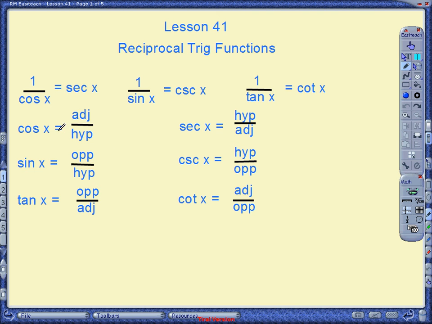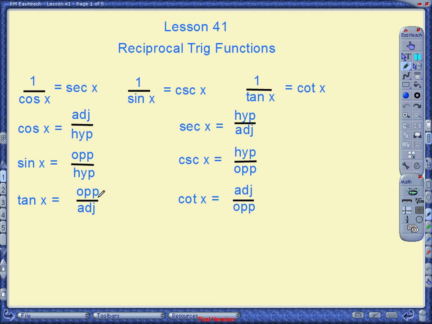Since the cosine of x equals the adjacent side over the hypotenuse, the secant of x will equal the hypotenuse over the adjacent side. We're flipping numerator and denominator just like we do for any other reciprocal. Sine x is defined as the opposite side over the hypotenuse of a right triangle. Cosecant is therefore the hypotenuse length over the opposite side length.